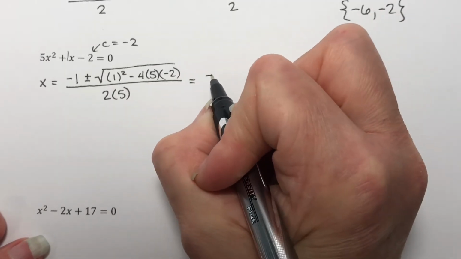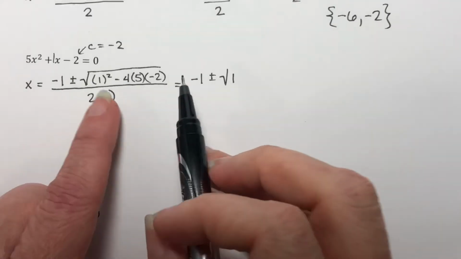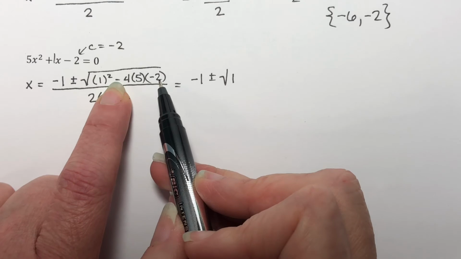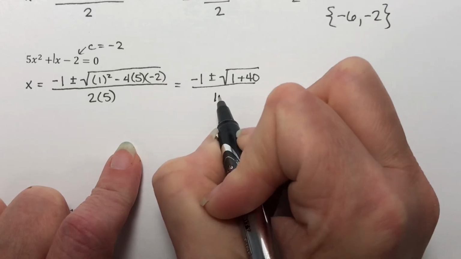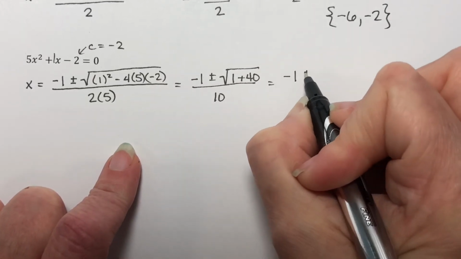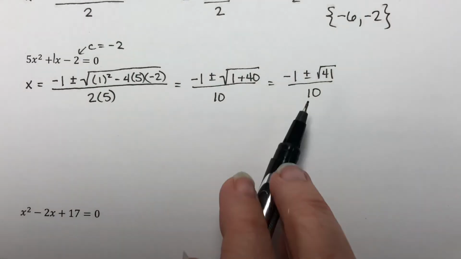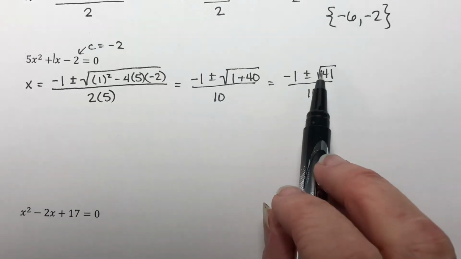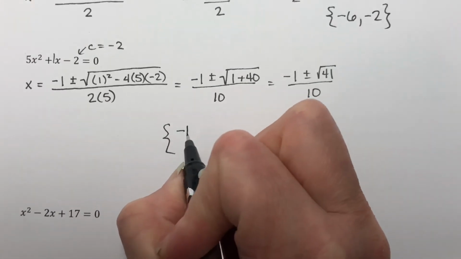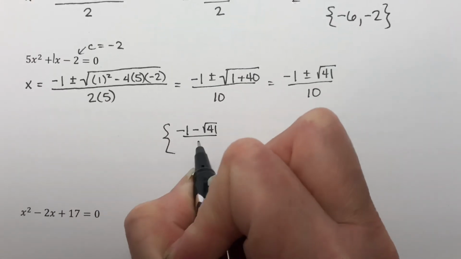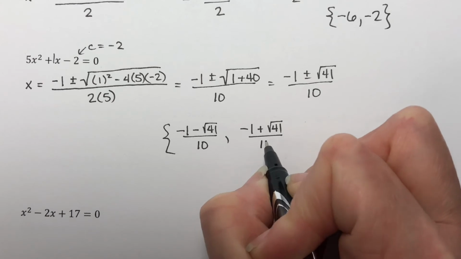So this is -1 plus or minus the square root of 1 squared, which is 1. This is going to be 20 times -2, which is -40, so this is plus 40. And this is over 10. So -1 plus or minus the square root of 41 over 10. Now the square root of 41 does not simplify at all. I'm not allowed to combine these. It doesn't simplify whatsoever. So your two answers are -1 minus the square root of 41 over 10 and -1 plus the square root of 41 over 10.